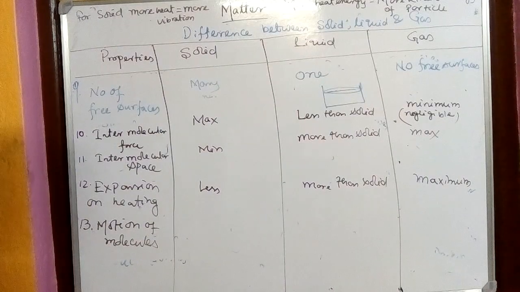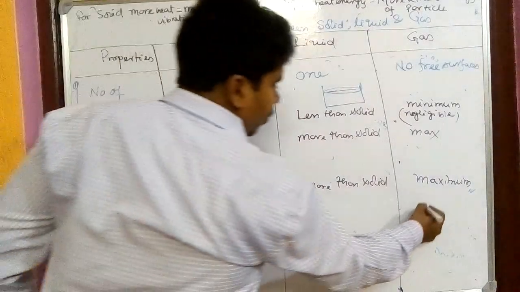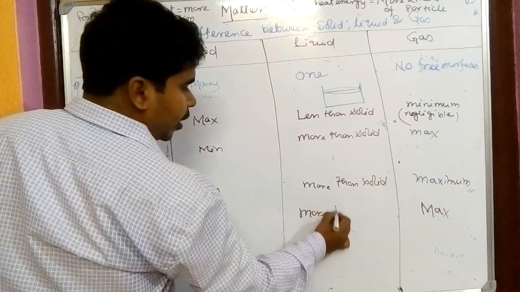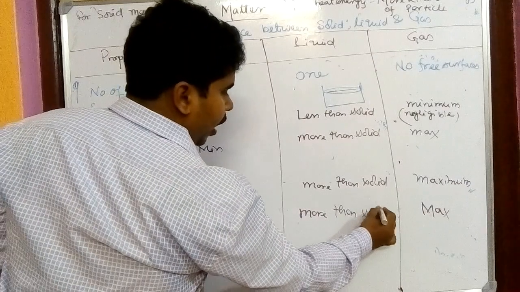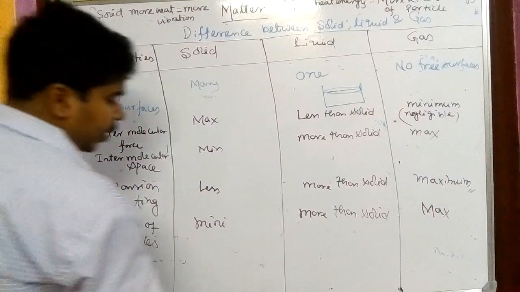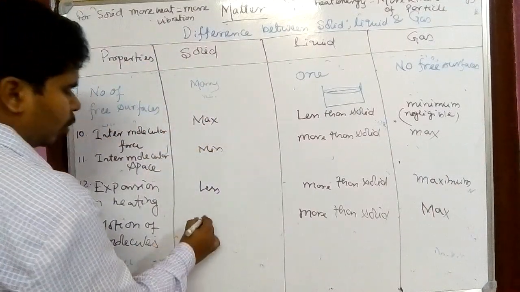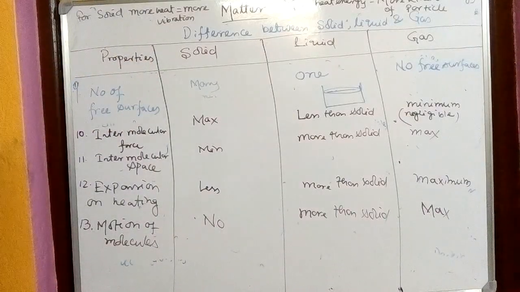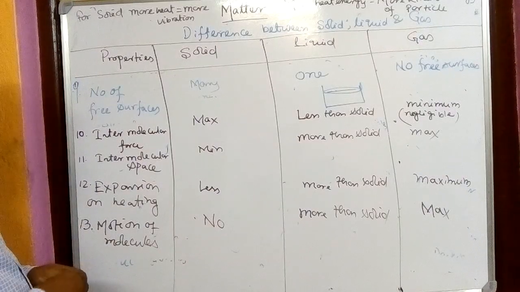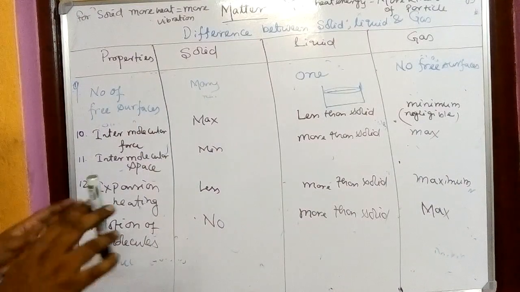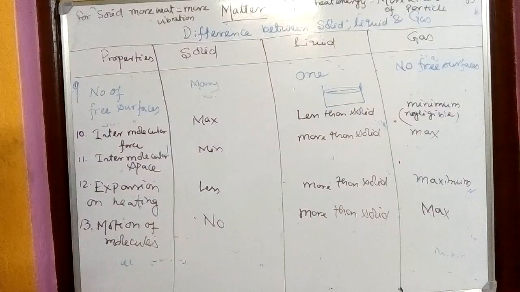So motion, if I am talking about, it is maximum in the case of gas. For liquid, it is more than solid, similar exactly. And for solid, it is minimum. Or we can say for solid, in general, no motion is there. But if you give heat energy, it starts vibrating. That you can take as one type of motion. But in general, the molecules are not having any motion. They are closely packed.